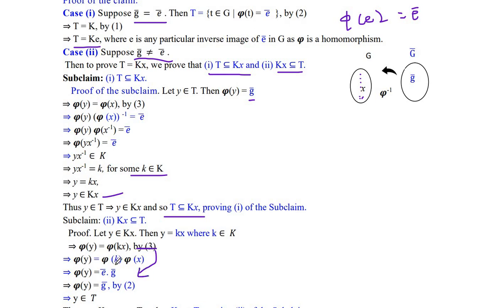So phi of y is equal to phi of k into phi of x, but k being a member of the kernel K, in the kernel we have all those elements taken to the identity element, so this becomes E bar, and by 3 you have phi of x to be G bar. So E bar into G bar is G bar. So phi of y is equal to G bar.